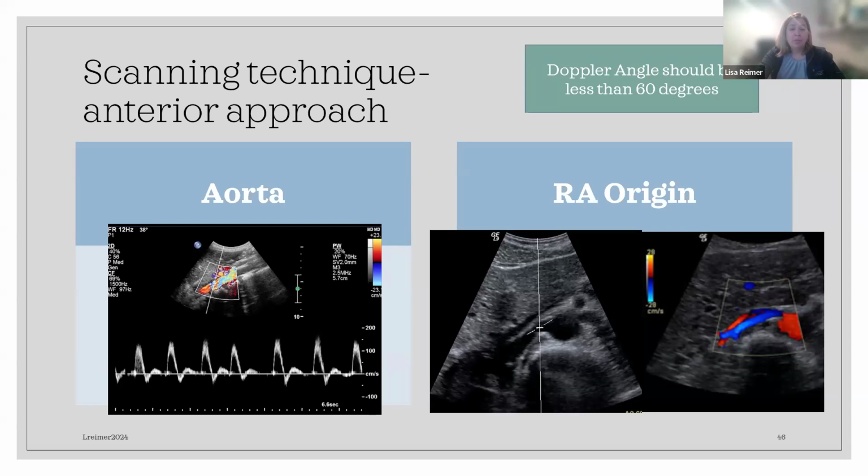So in an anterior approach, directly over the patient's anterior, you're going to get that aorta Doppler, and you're going to get the origin of the renal artery. So that is what's illustrated here on the right. It's hard to get these two from any other approach other than anterior. Important to remember, your Doppler angle should always be less than 60 degrees. So we'll talk about that in upcoming slides. So you want to make sure this Doppler angle of insonation is 60 degrees or less.